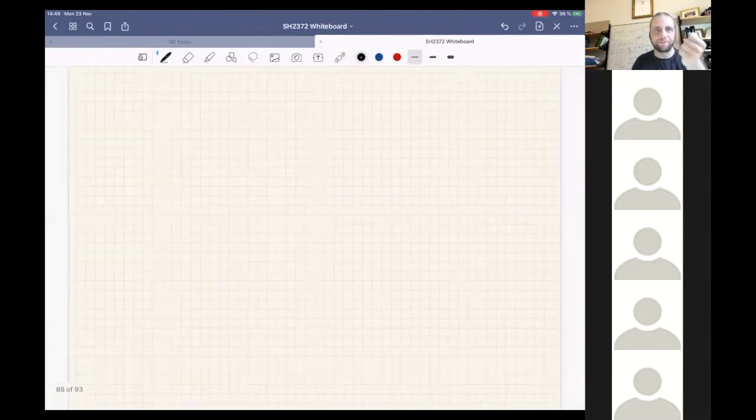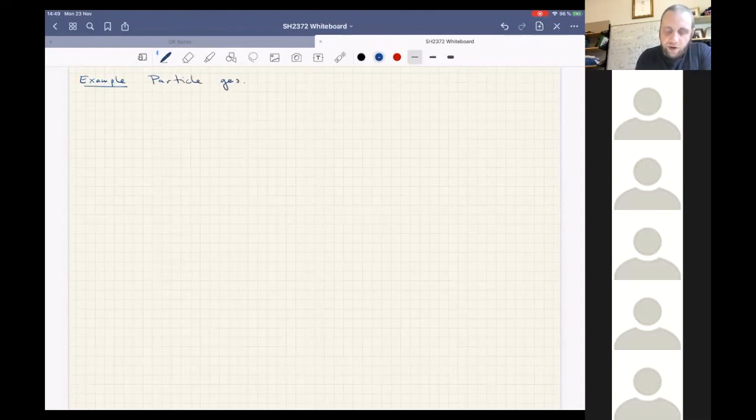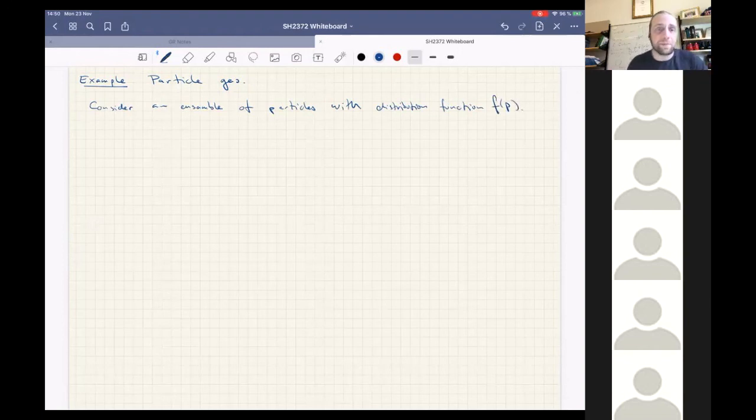So with that said, I just want to also make it reasonable to you that we have a few different cases if we have a particle gas. So if we have a particle gas, we should have some form of the energy momentum tensor of this particle gas. What we're going to consider now is some particle gas consisting of particles with some distribution function in momentum. So consider an ensemble of particles with distribution function f of p.